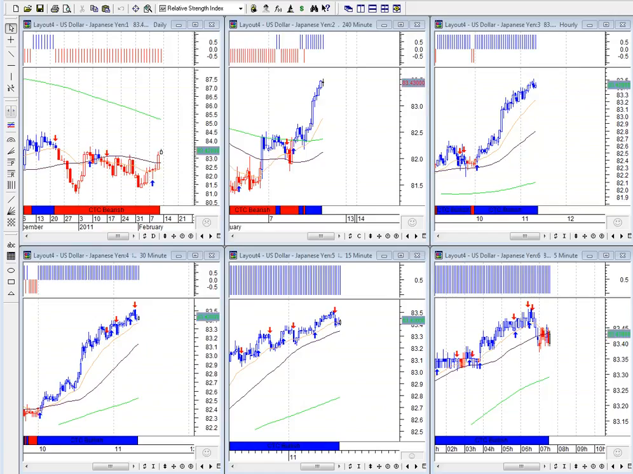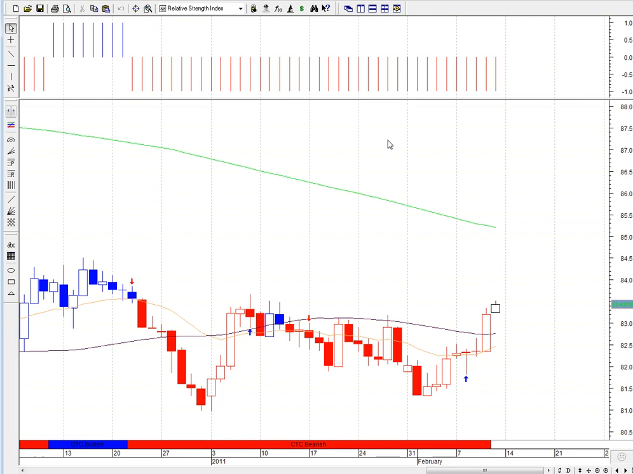Okay, the last pair of the day is the US dollar against Japanese yen for the 11th of February 2011. Just looking at our CTC strategy template and 6 time frames. Just open up the daily now, and you can see, as I mentioned on the US dollar chief, we've seen extensions to the upside.